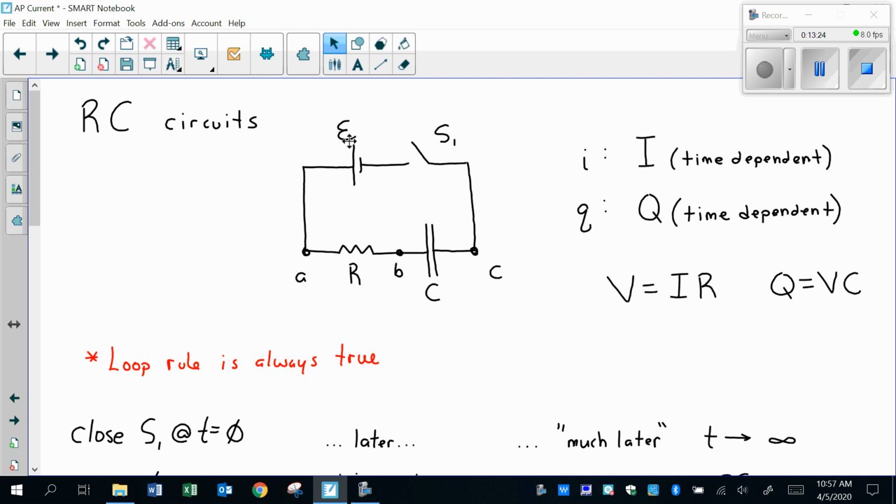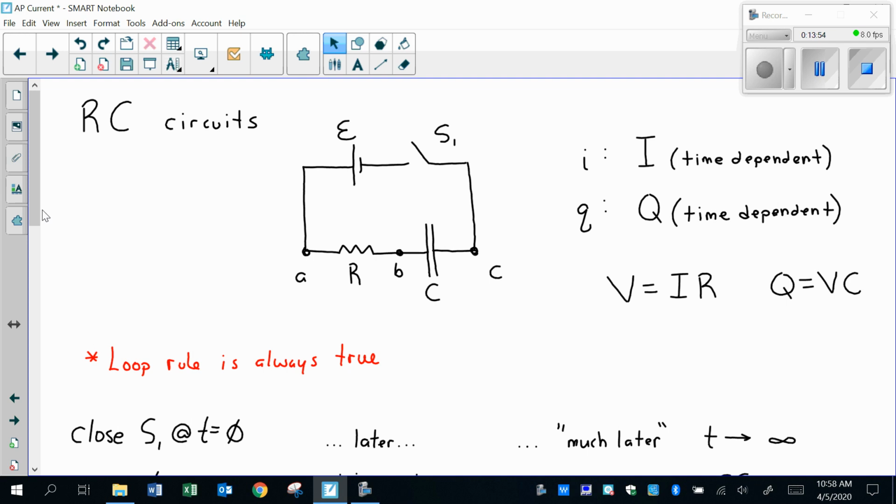And so we're going to see that the charge built up on the plate will vary with time, and we have seen that the current also varies with time. So we're going to use lowercase letters for time-dependent currents and time-dependent charges. That's the common way to do it. And then looking over here in red, the loop rule is always going to be true, even if things are in a constant state of change. The loop rule is still always going to be true.